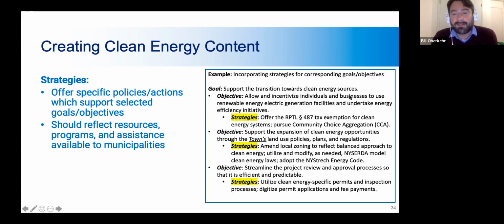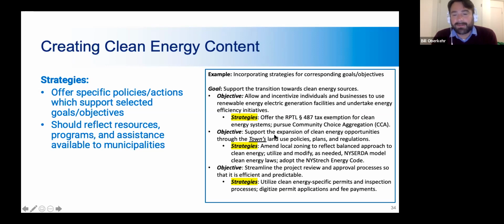So how do we allow and incentivize individuals and businesses to use renewable energy, electric generation facilities, and undertake energy efficiency initiatives? The way that we do that is to offer the RPTL Section 487 tax exemption for clean energy systems, and we're going to actively pursue community choice aggregation. That's how we're incentivizing individuals and businesses to use renewable energy.